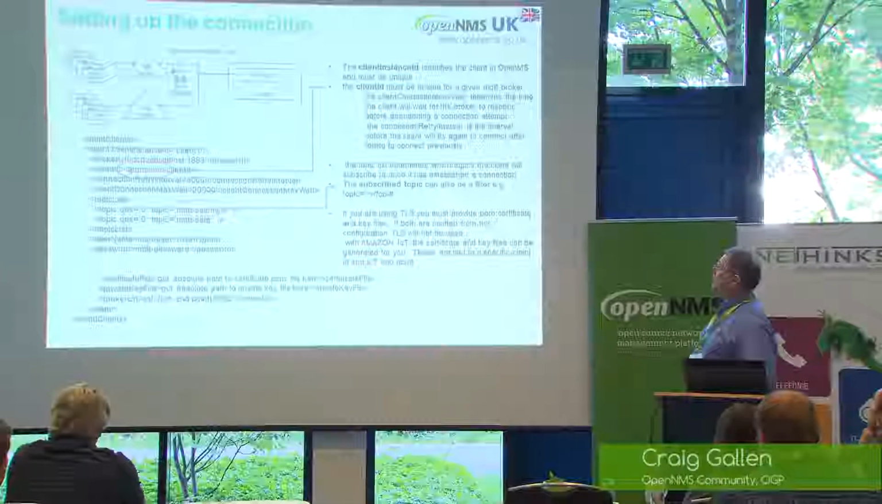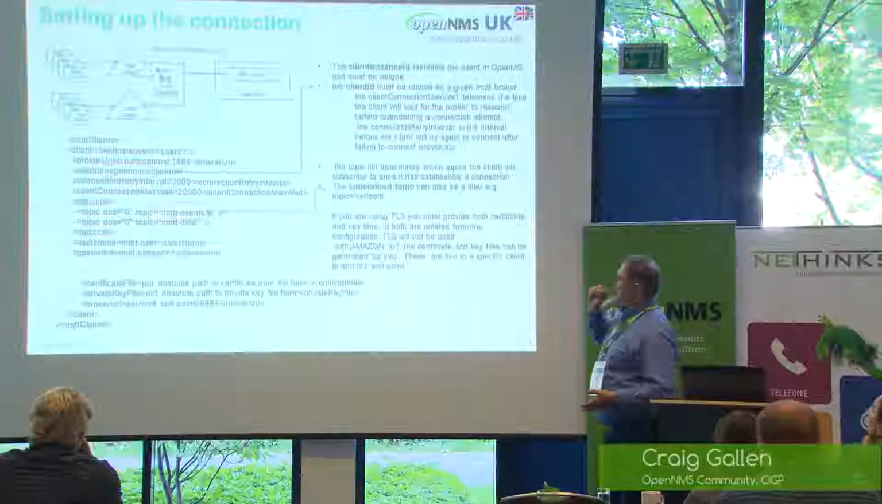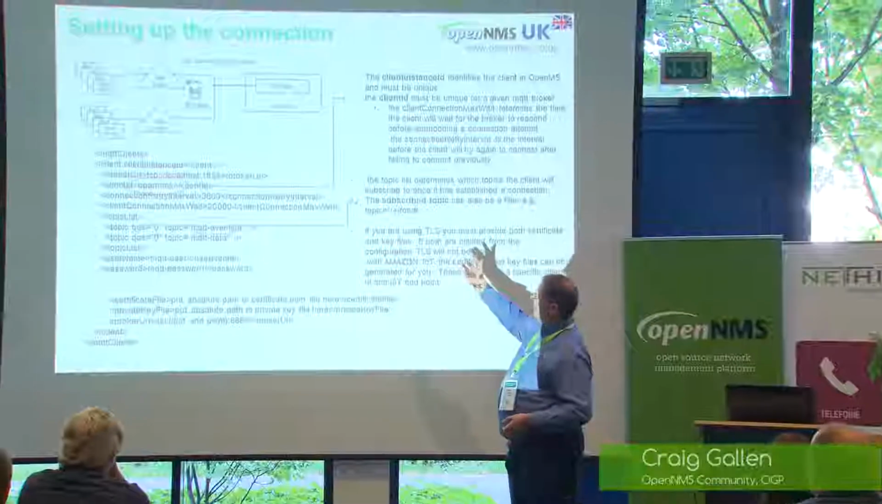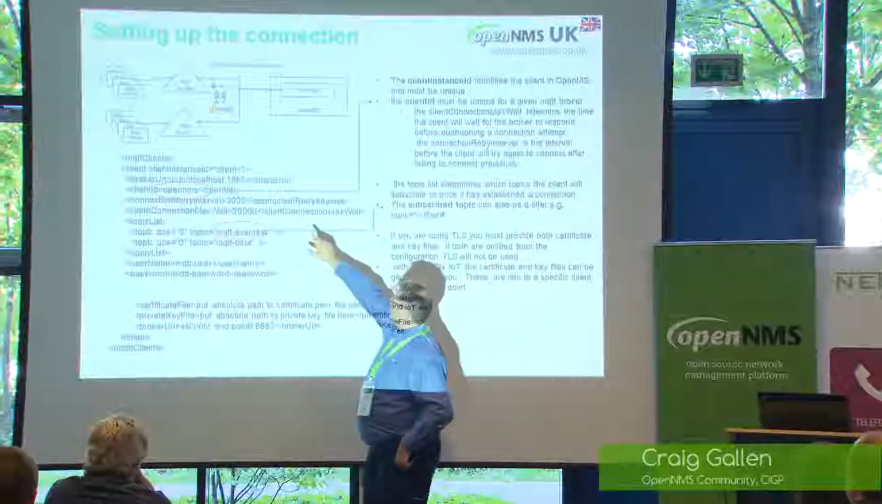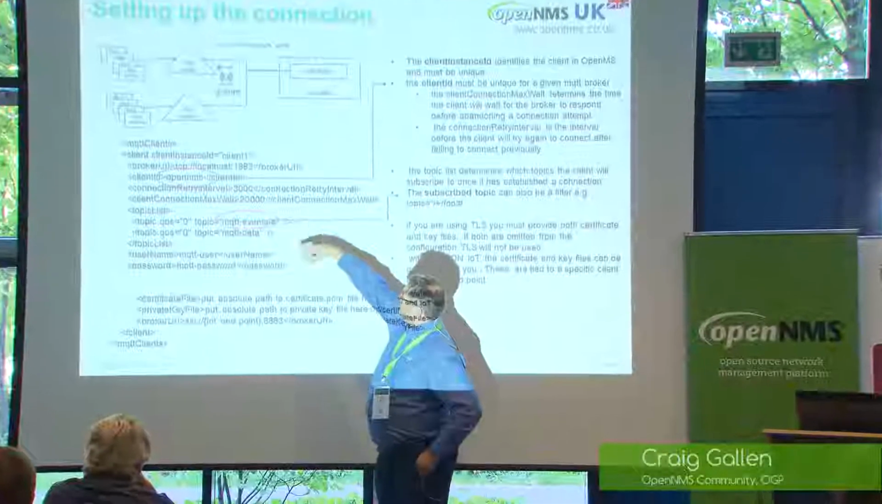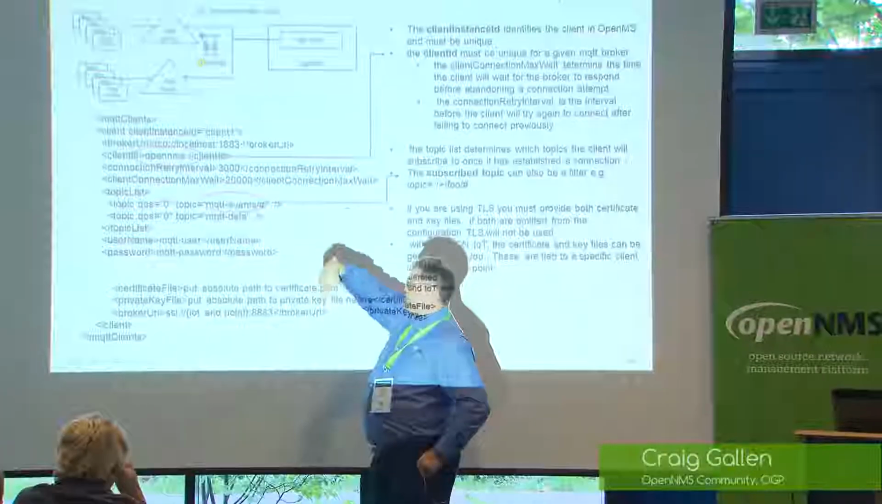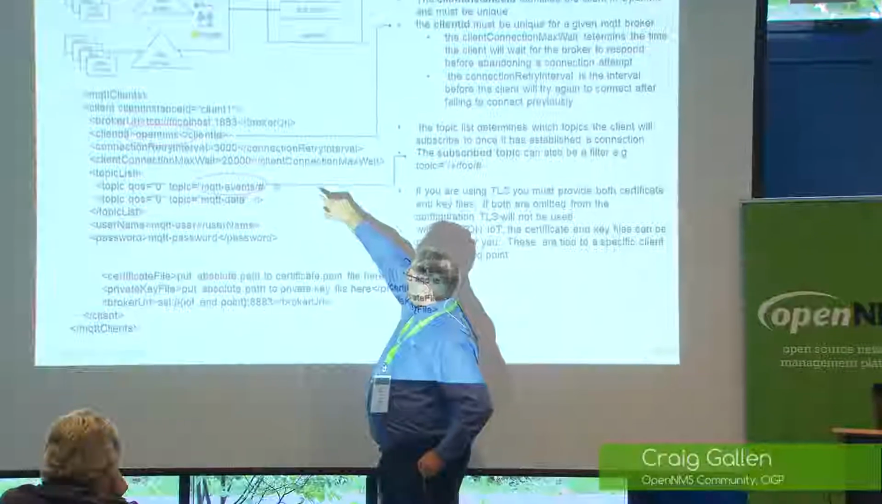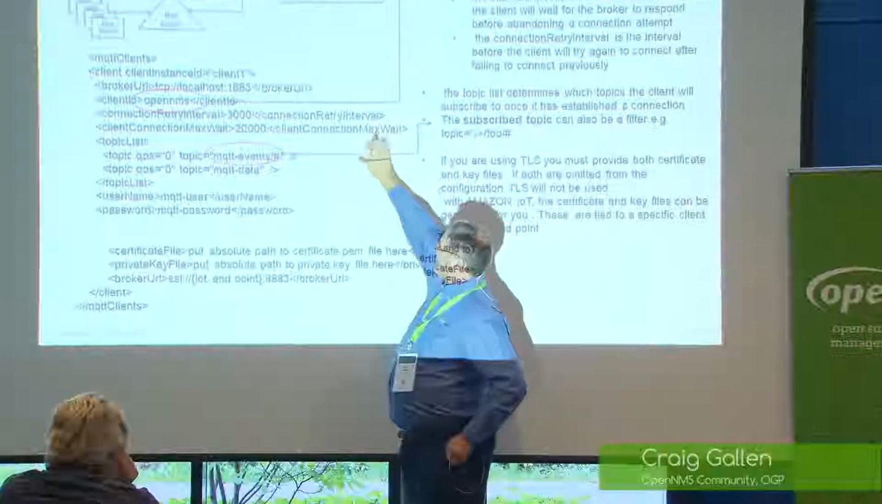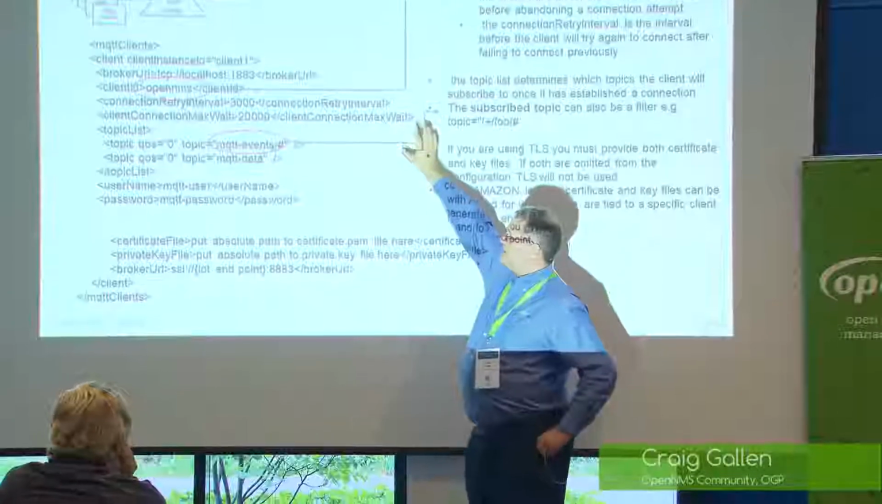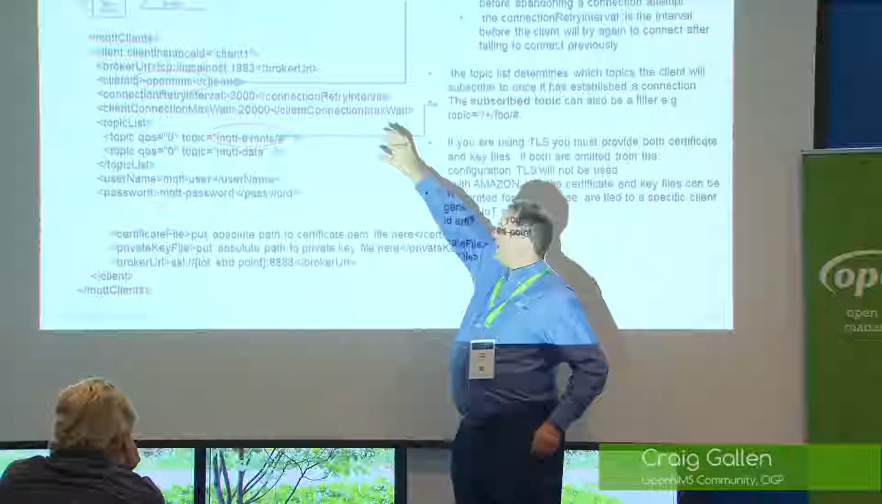So this is the simple bit. This is setting up the connection. If I'm going to set up an MQTT client, I give it the URL of the client. I give it the client ID because you have to identify yourself to the broker. And then connection retry interval and connection wait. That's really just MQTT stuff to allow it to reconnect if the device goes away.